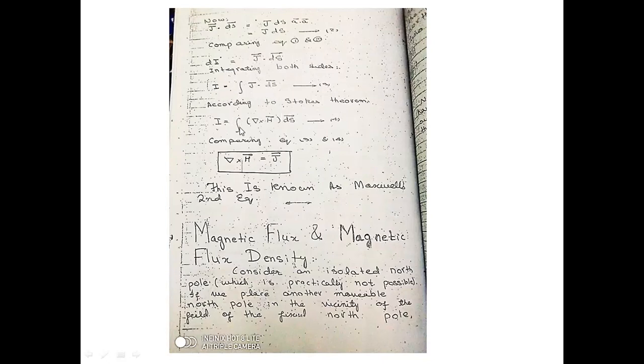According to Stokes theorem, I is equal to the surface integral of the curl of H dot ds. By comparing these two, we can see that J is equal to the curl of the magnetic field intensity. This relation is called the Maxwell second equation.